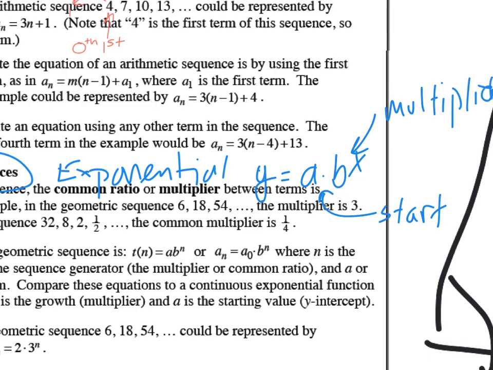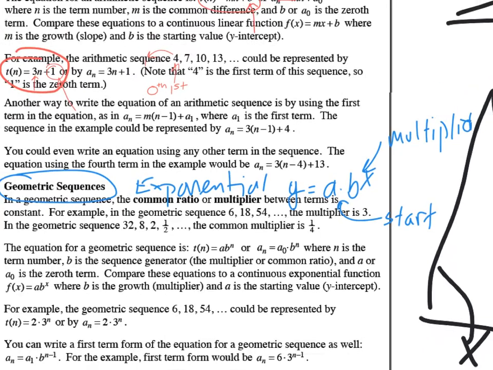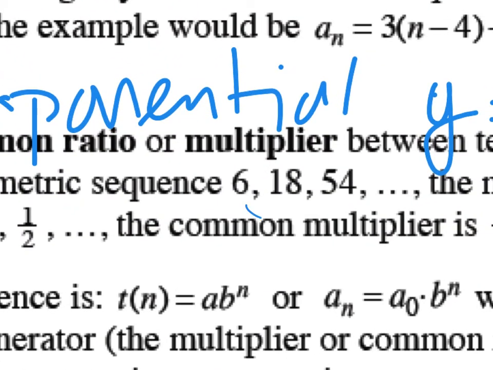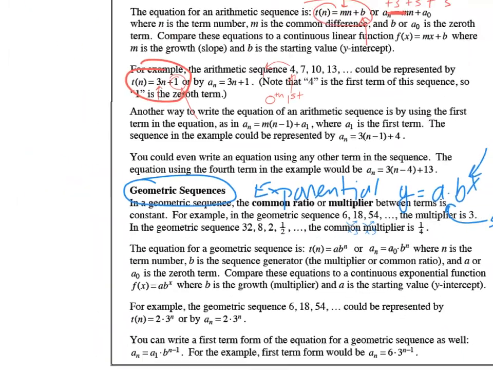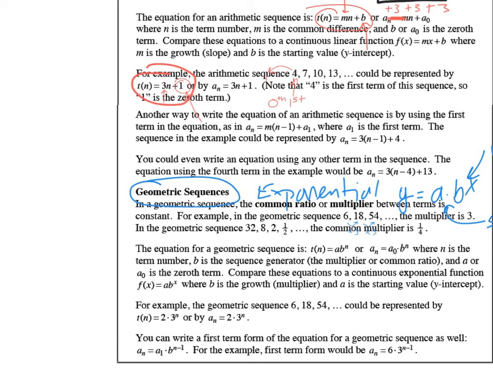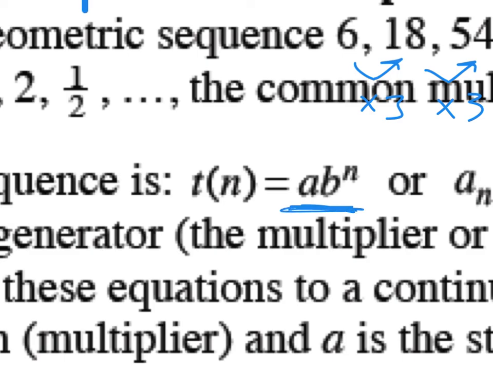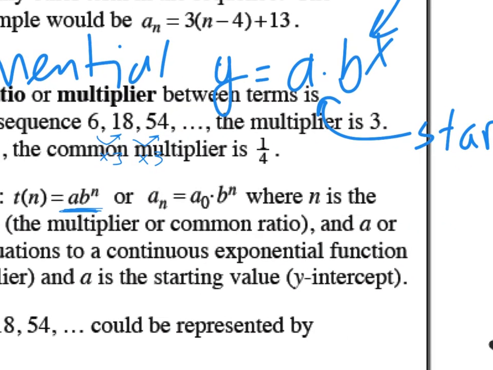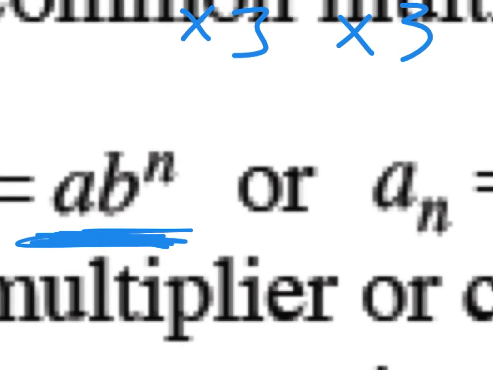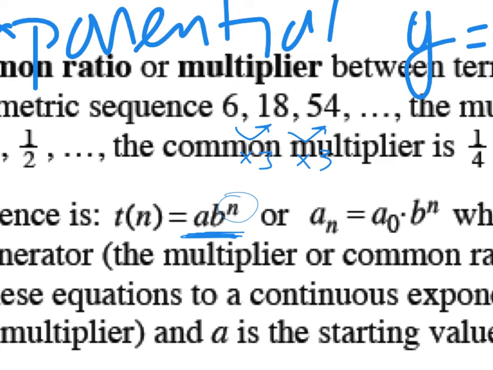And so this is things that would be multiplying or repeated multiplication over and over again, as in this case, from 6 to 18 I multiply by 3. From 18 to 54 I multiply by 3. That's repeated multiplication. And so if you have a sequence of numbers that is repeatedly multiplying over and over again by the same quantity, we refer to that sequence of numbers as geometric. And so we would model a geometric sequence very similar to an exponential function. Noticing here a times b to the n, that looks very, very similar to a times b to the x. We just use this letter n to denote that it is a sequence and not a function.